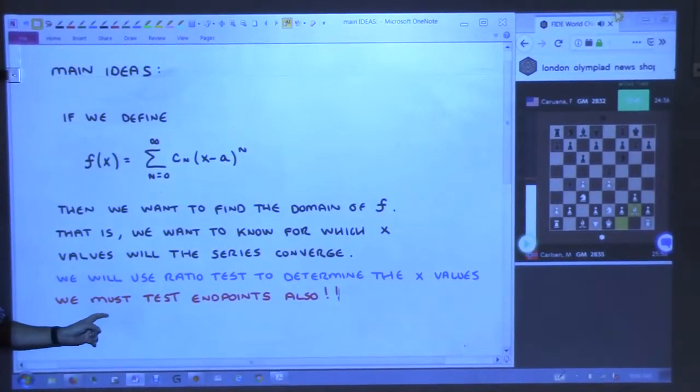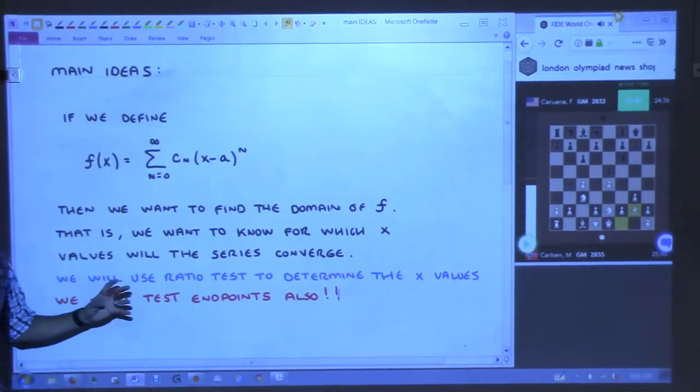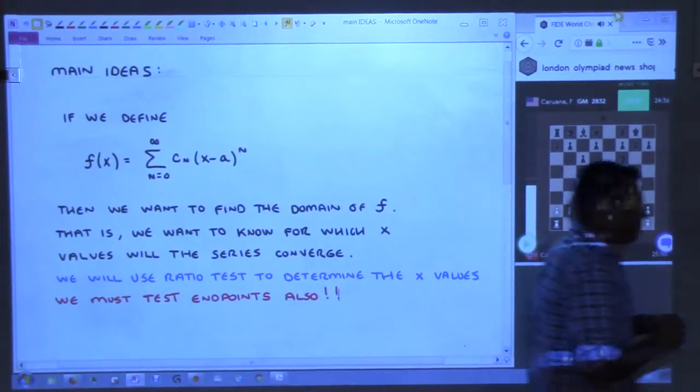And then we also must test the endpoints. And that was kind of where we were at the end of class last time. Yes? That's the basic idea? Okay, so let's do an example.